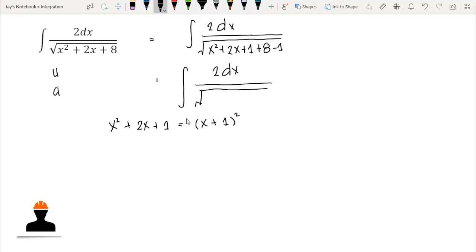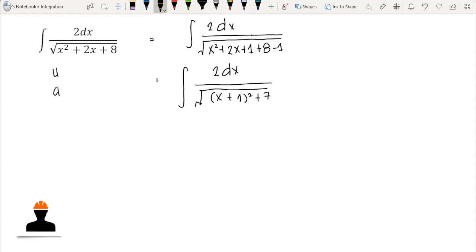Since if we have x plus 1 squared, we can evaluate it as square the first term, we have x squared. Multiply the first term and second term, we have x times 1, we have x, and then multiply it by 2, we have 2x, then square the last term, we have 1. So therefore we could say that it's x plus 1 squared, then 8 minus 1 here, this is 7. So therefore we have plus 7 here.